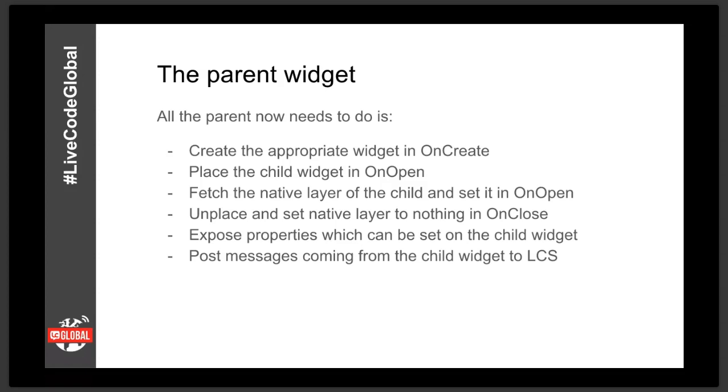So now all the parent widget needs to do is create the appropriate widget for the platform, and on create, place the child widget, fetch the native layer of the child and set its own native layer to that pointer, unplace and set the native layer to nothing and unclose, and just expose whatever properties and messages are coming from the child widget.